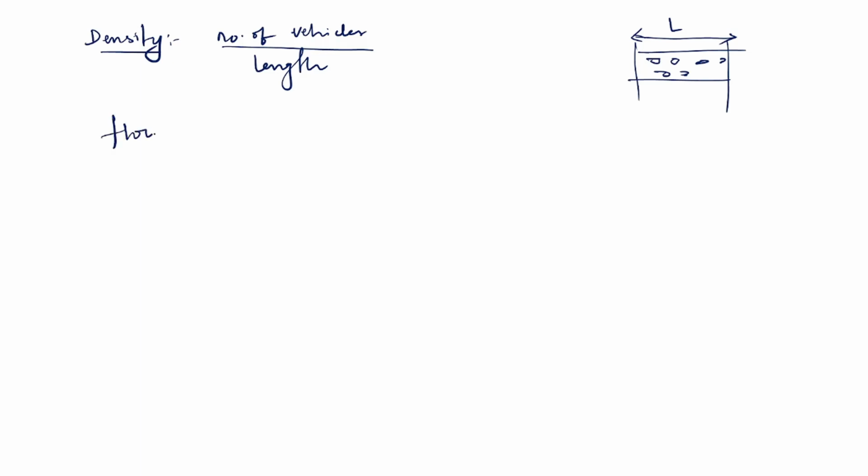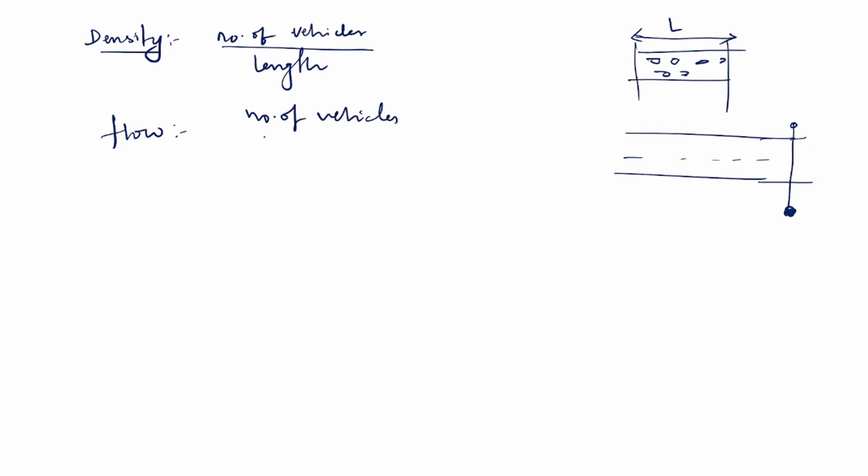Next, flow. Flow is something, if you take any particular section on the road, how many vehicles are passing that point in a particular time? Number of vehicles per unit time crossing a section in unit time.